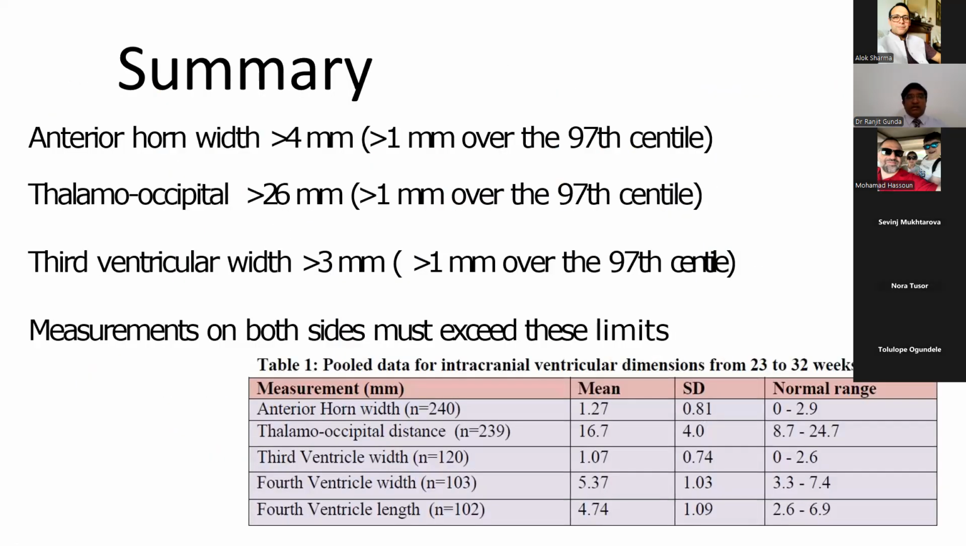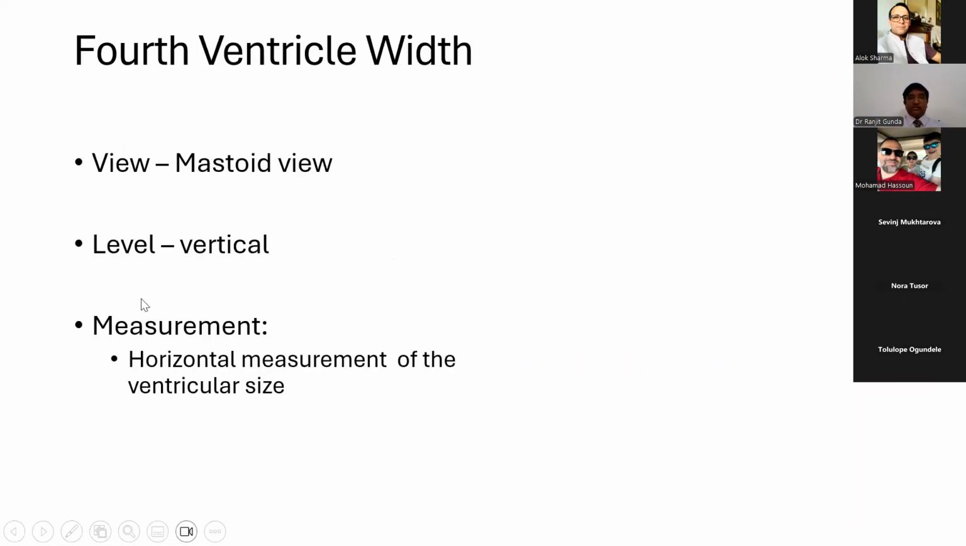One other thing I want to mention is the mastoid view for the third ventricle, and we need to do the measurements from both sides of the mastoid to make sure that we are exceeding the limits. Sometimes if you measure from one side, the measurement might not be as accurate. So whatever measurement we get, it should be measured from both the right and left side for the third ventricle, and even for the fourth ventricle.